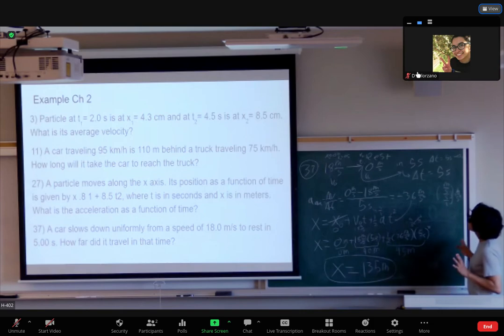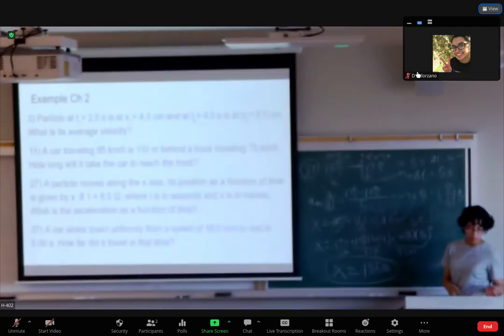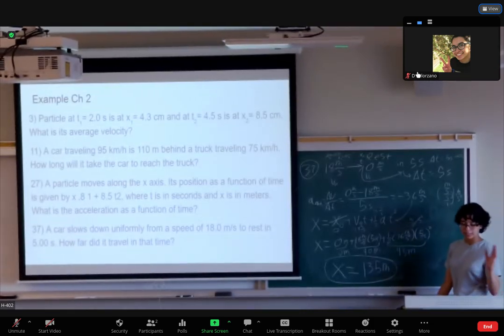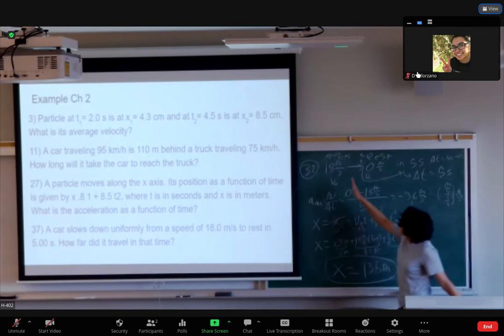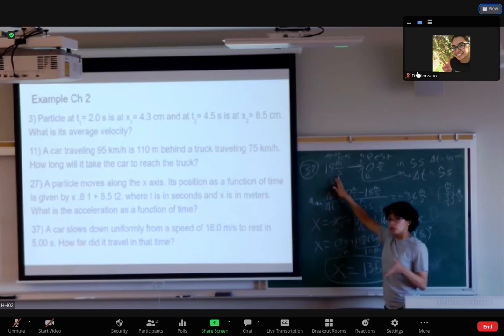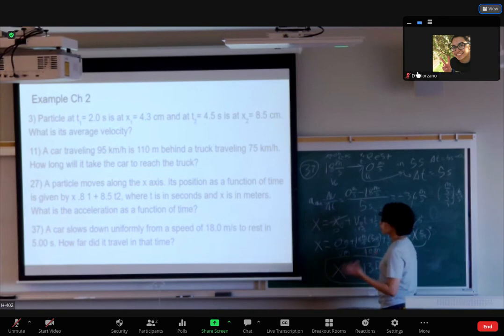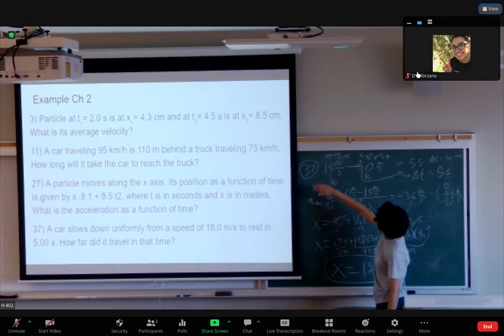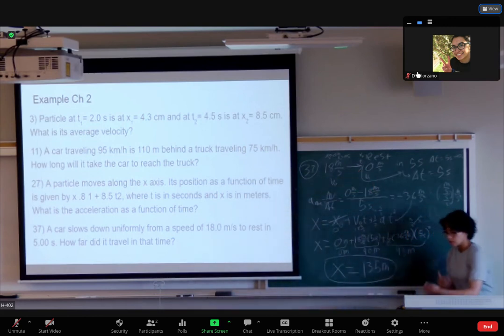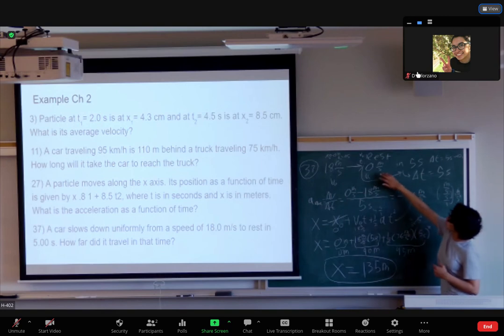So, we started off with the problem. A car slows down uniformly from a speed of 18 meters per second to rest in 5 seconds. You can assume that x naught is 0 since you're setting the axis. You can also assume t naught starts at 0. So your x naught is 0, your t naught is 0, and your v naught is 18 meters per second. Then you're slowing down to rest at 0 meters per second.